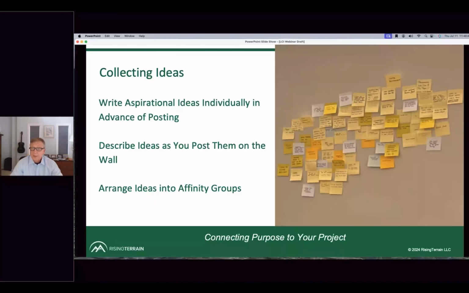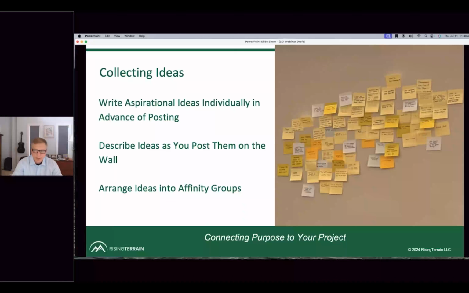So to start out this process, just collect ideas. And I'll point out, ideally, we're looking at aspirational ideas. Sometimes people will fall into, well, our purpose is to meet the budget. Our purpose is to get this project to open by a certain date. Those are important things. In this exercise, we're looking for things that you can emotionally connect with. So what are the aspirational ideas that you have for it?